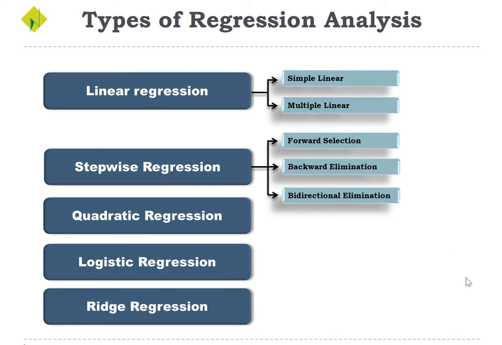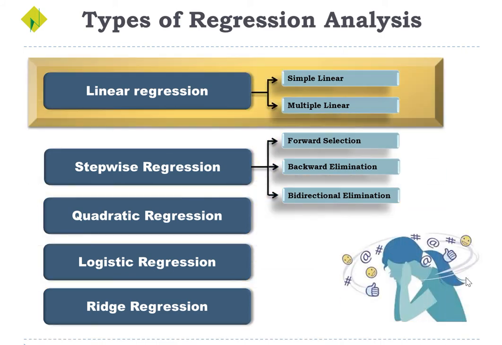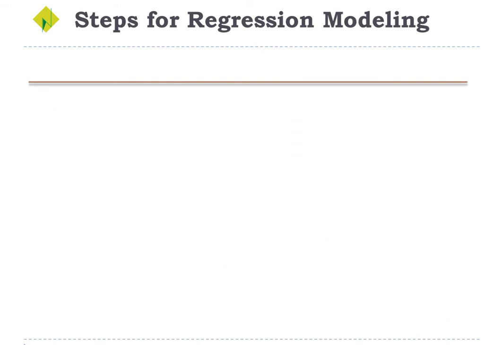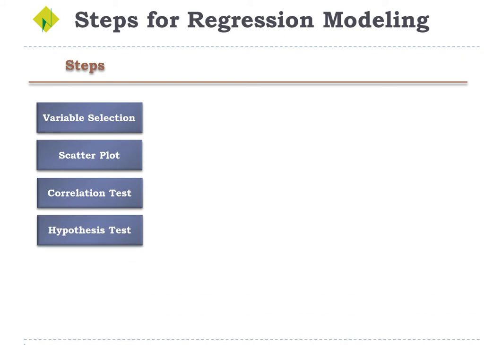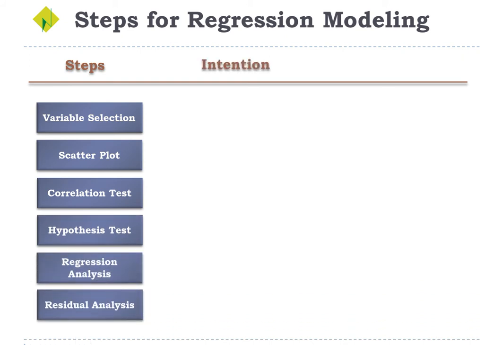The next slide is steps for regression modeling. The first step is variable selection, second is scatter plot, third is correlation test, then hypothesis test, regression analysis and residual analysis. The objective of variable selection is very important.